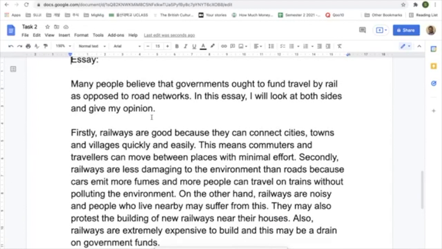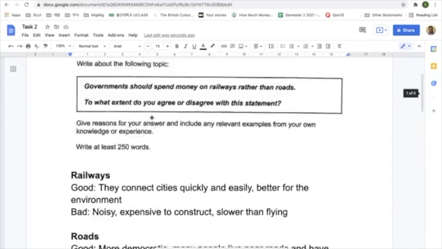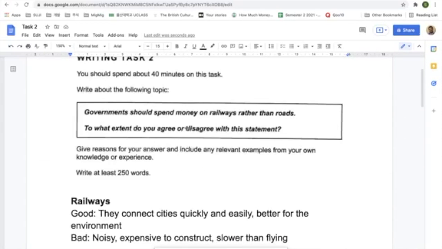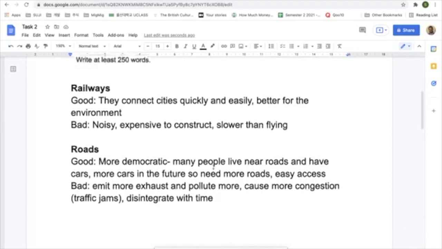Let's review. Oh wait, what did we do? First of all, we had a brainstorm session. Okay, we looked at the question, we identified the key words, 2 sides, railways and roads. We know that the question is about that, we know that our essay is going to have to talk about both of these. Okay, governments should spend money on railways rather than roads. So we know that in our essay we have to basically give reasons why railways are a good choice and why roads are a good choice to spend money on. Yeah? So think of it that way. Why is it a good idea? Why is it a good choice for governments to spend money on this or this? So we brainstormed the good and the bad points of both. Okay?